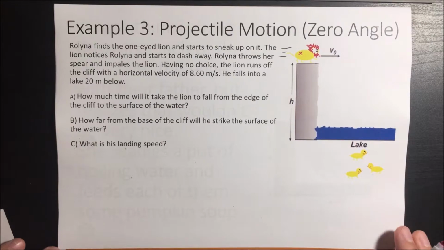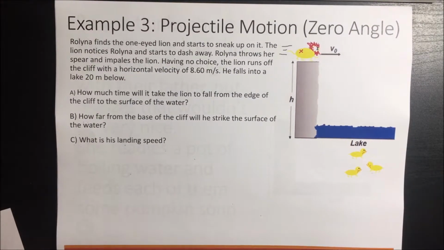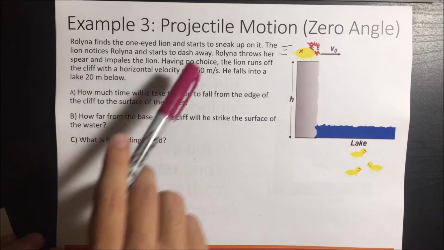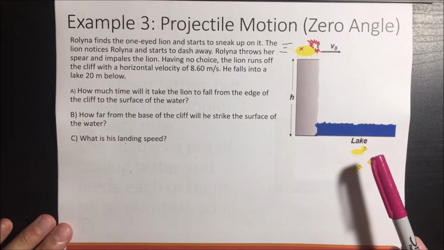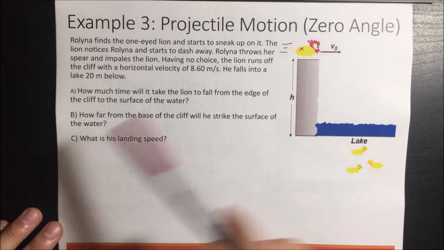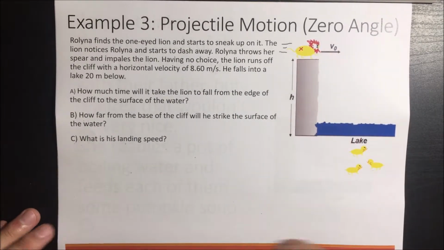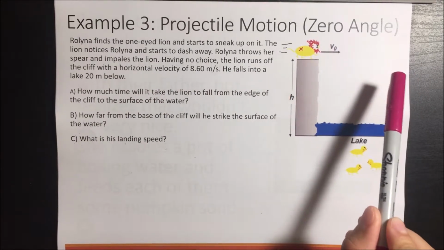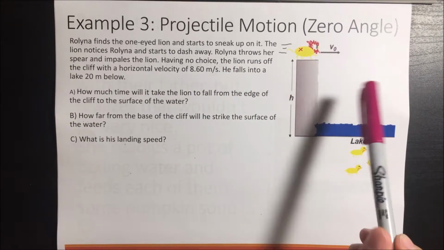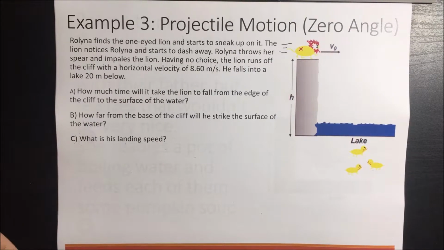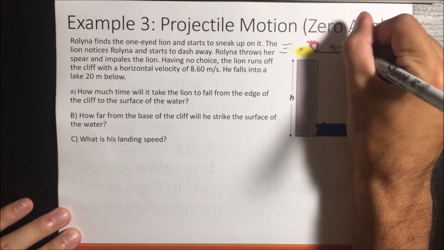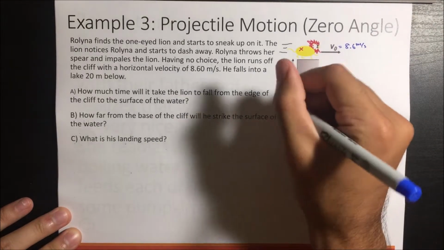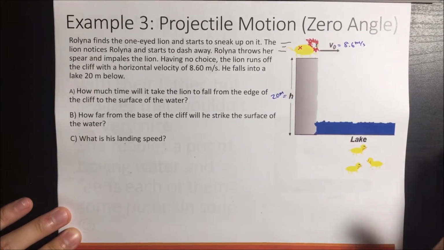Example 3, projectile motion. Rolyna finds the one-eyed lion, and starts to sneak up on it. The lion notices Rolyna and starts to dash away. Rolyna throws her spear and impales the lion. Having no choice, the lion runs off the cliff with a horizontal velocity of 8.6 meters per second. He falls into a lake 20 meters below. So he runs off the cliff at 8.6 meters per second. The cliff is 20 meters high.